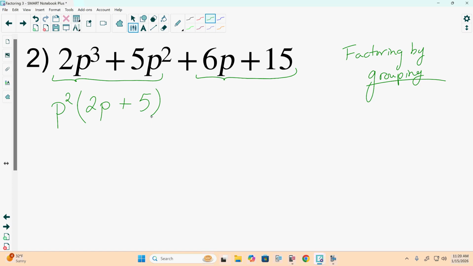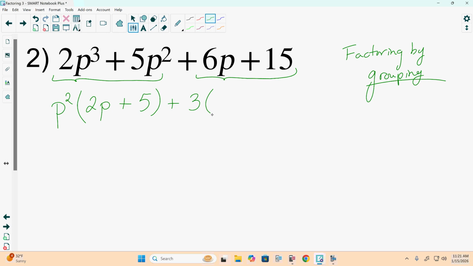Let's look at the second two terms, 6p plus 15. What is the greatest common factor between, well, really 6 and 15? It will be plus. Because what are numbers that go into 6? Well, 2, 3, and 6, yes? We'd also look at 15 with those. Well, we know 15 is not divisible by 2 or 6, but it is divisible by 3. So I'm going to factor 3 out of both of these terms.